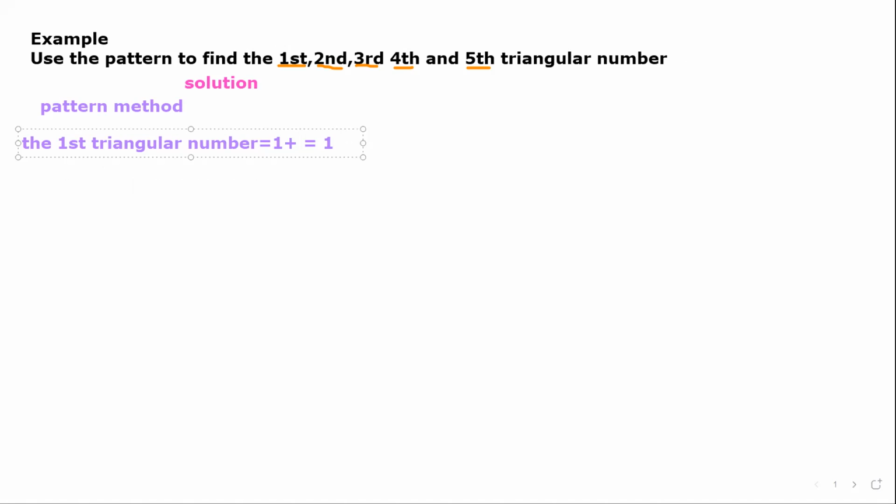Good. The second triangular number is here, which means that we should add the first two counting numbers. The first two counting numbers are 1 plus 2, okay? And that will give us what? 3. So the second triangular number here is 3.